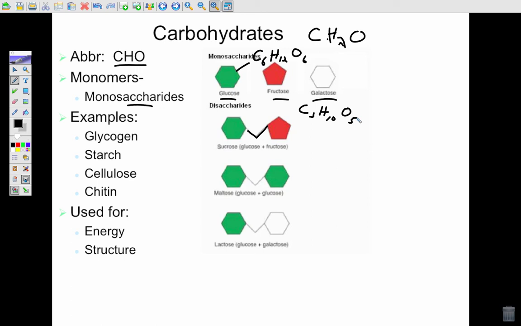Sometimes for carbohydrates we have just 2 monomers, so 2 monosaccharides put together. For example, sucrose is a disaccharide, 2 sugars, and sucrose is a glucose and a fructose. Sucrose is just normal table sugar. Maltose is 2 glucose bonded together, and that bond is called a glycosidic linkage. So the bond between monosaccharides is called a glycosidic linkage.